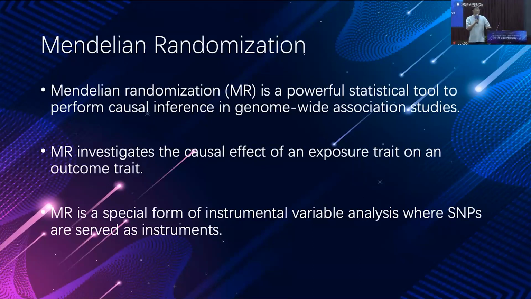Mendelian randomization, or MR, is a powerful statistical tool to perform causal inference in genome-wide association studies. It tries to investigate the causal effects of exposure traits on a complex outcome trait. MR is a special form of instrumental variable analysis, which has been widely used in other domains. In this particular case, we treat SNPs as the instruments. For example, in epidemiology studies, one may be interested in investigating the causal relationship between the exposure smoking and the outcome BMI.